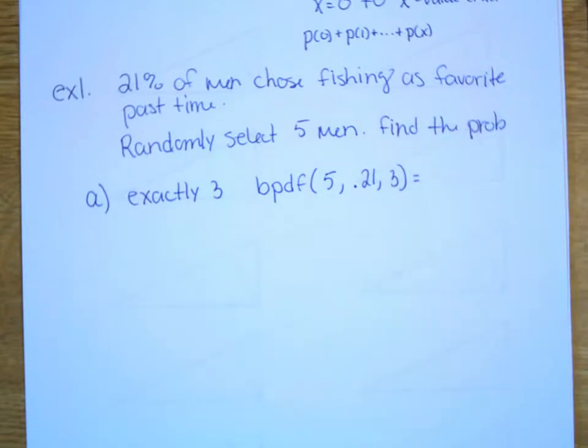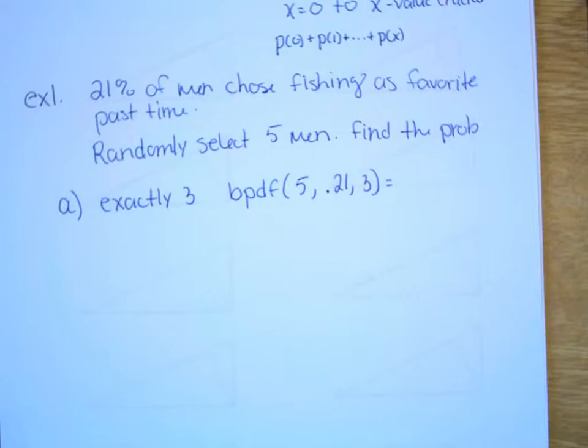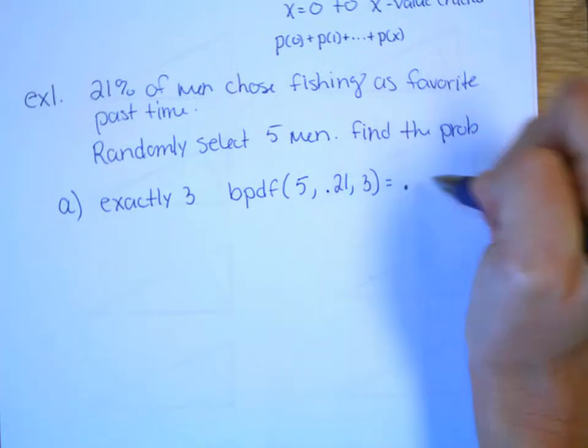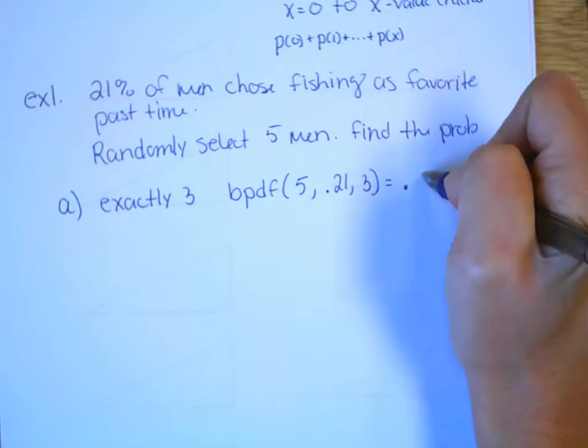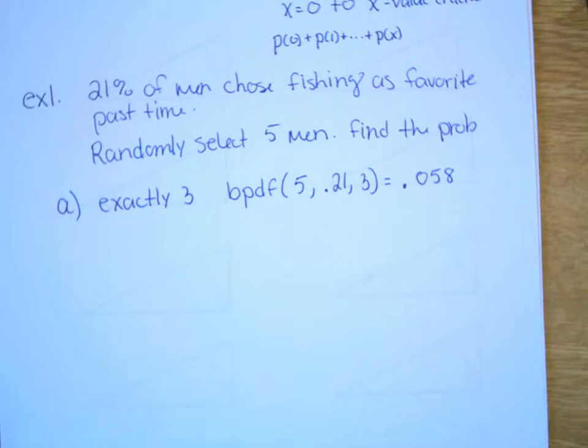How do we get the binom PDF? Under distributions, above the VARs, by the down arrow, right by the down arrow. And I do not have this answer written down. Let's go 3 places out. What do you get? 0.058. Good. Go to distributions by the down arrow, kind of in yellow, and all the way down.